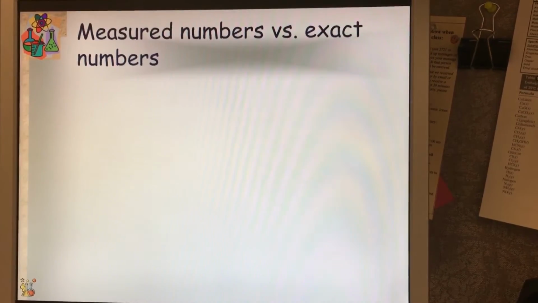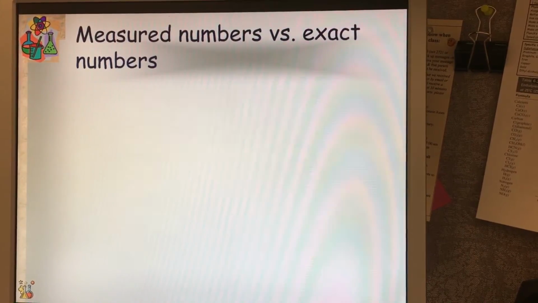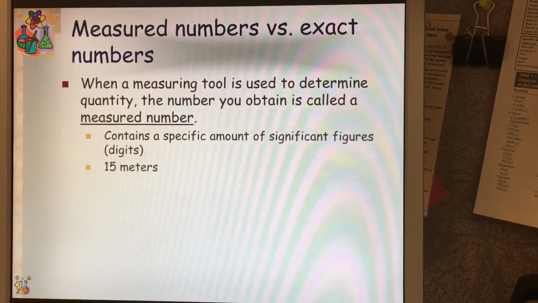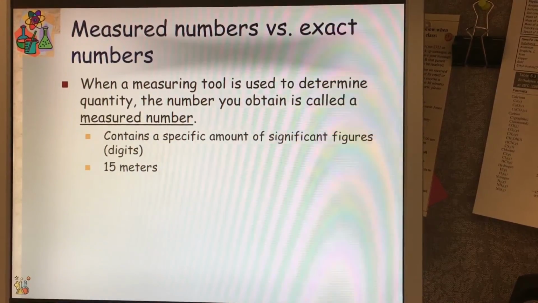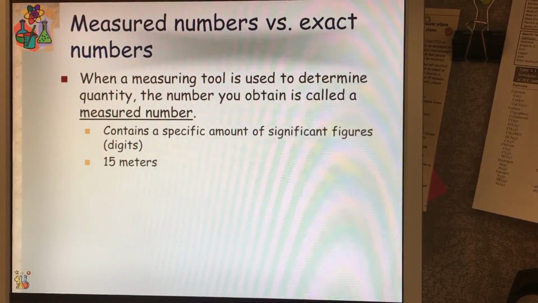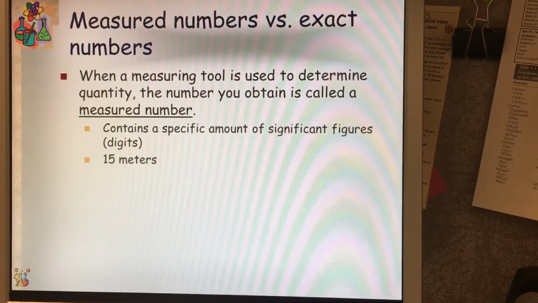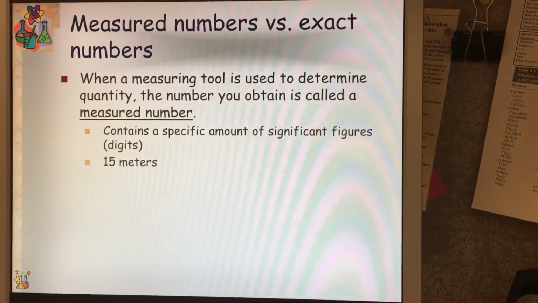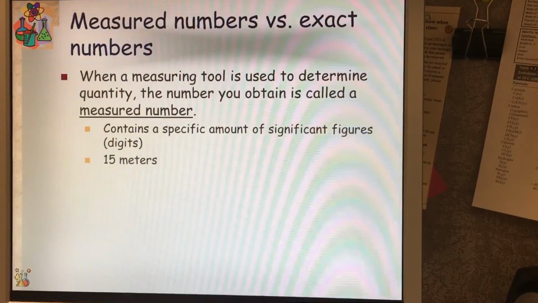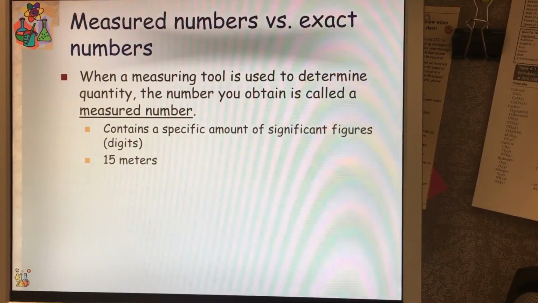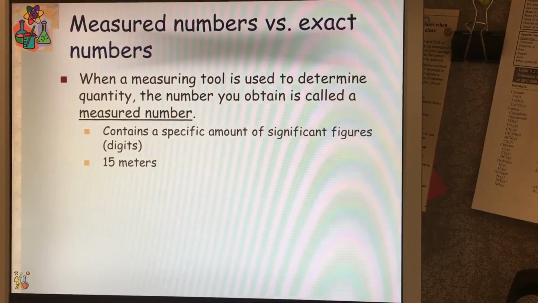In chemistry there are two types of numbers, measured numbers and exact numbers. Measured numbers, as you would expect, are when you use a measuring tool to determine the quantity. These measured numbers, because they're made using a measuring tool, contain a specific amount of important digits, or significant figures. For example, if you measure the length of something, it might come to a measured value of 15 meters. There are 2 digits in this number, so there are 2 significant figures.